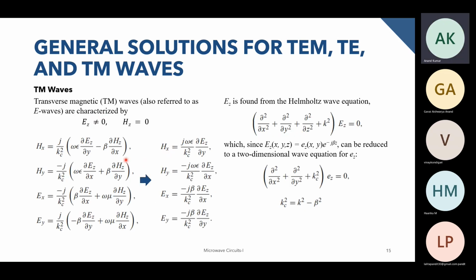Now for the TM wave, we have Ez not equal to 0 and Hz equal to 0. So we'll just substitute Hz equal to 0 in these four equations, and we can get the electric field and the magnetic fields in terms of Ez. And again, the Helmholtz equation is given over here, and we can express the electric field in terms of small e z, which has dependence on x and y, and we already know the z dependence is of the form e power minus j beta z. So we can reduce this equation into a two-dimensional wave equation, only having x and y, and kc is given by this expression over here.